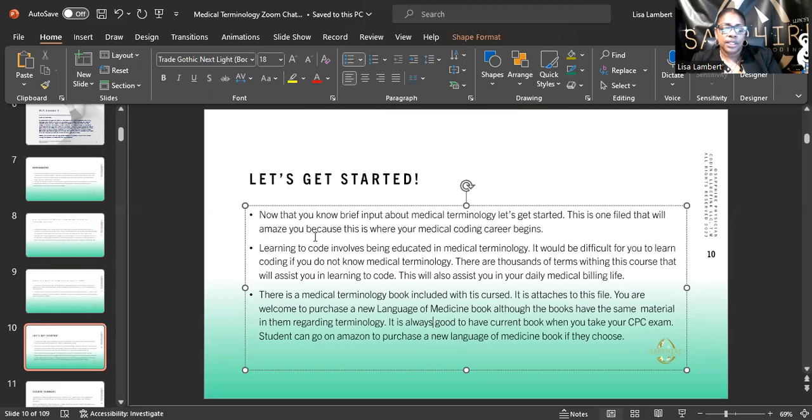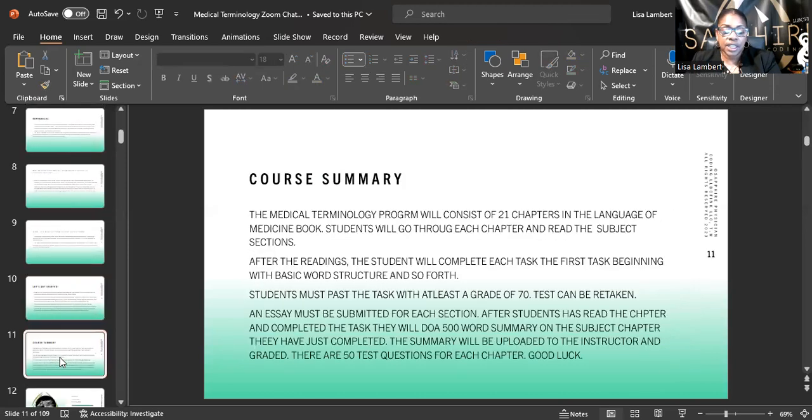Okay, so now that you have a brief input about medical terminology, this one has a lot of information regarding the medical language book, the medical terminology book. Now the book is called Language of Medicine, but I'm saying medical terminology book because it's medical terminology inside the book. When you do get it and you download the book, just take heed to the information in there, and you can download the book on your drive. So, I'm giving it to you in Google Docs so you can just kind of take it right off.